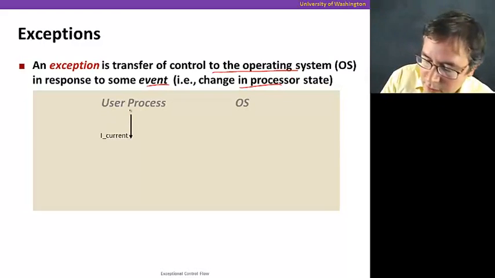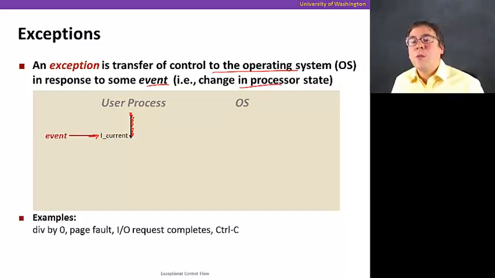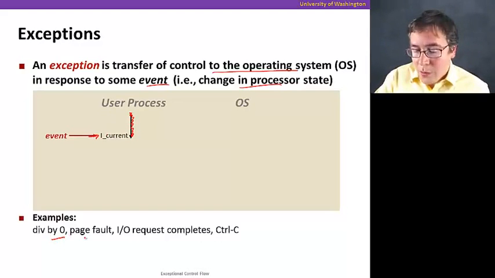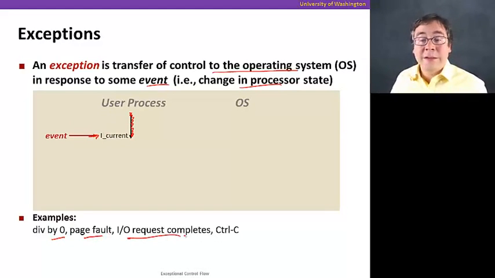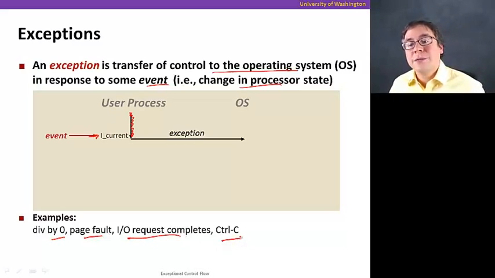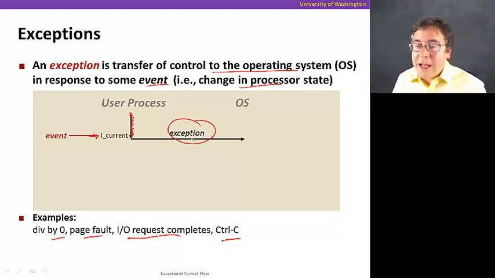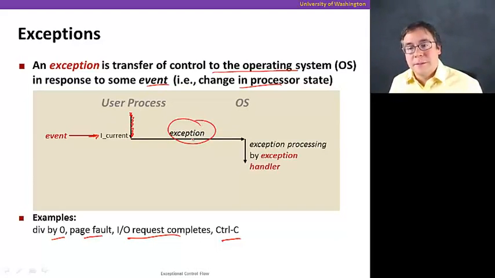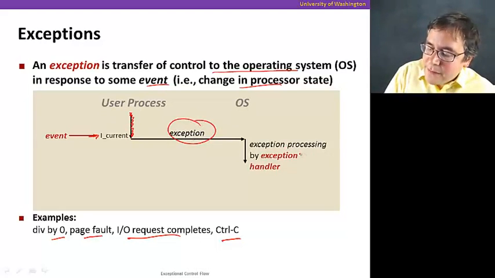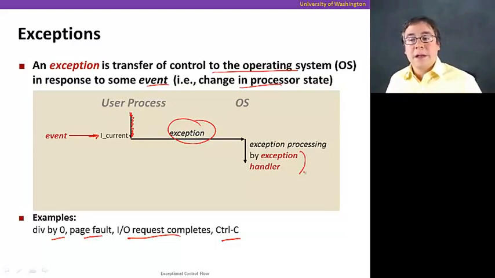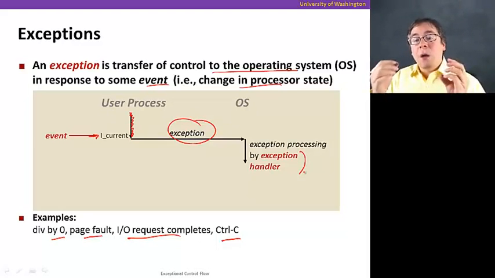So here's how it happens. Say our user process is executing our code, and this is the current instruction being executed. Then a certain event happens that leads to an exception, for example, you have a division by 0, or a page fault, or some I/O request completes, or even when you type Control-C on your keyboard so the program gets interrupted. Then an exception happens, and control is transferred to the operating system. This exception processing in the OS is done by the exception handler. The exception handler is nothing more than a piece of code in the operating system that handles what should be done when a certain event, such as an exception, happens.